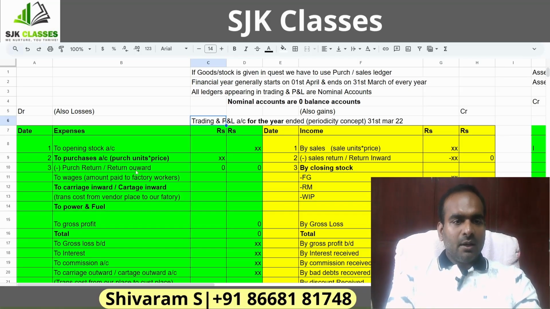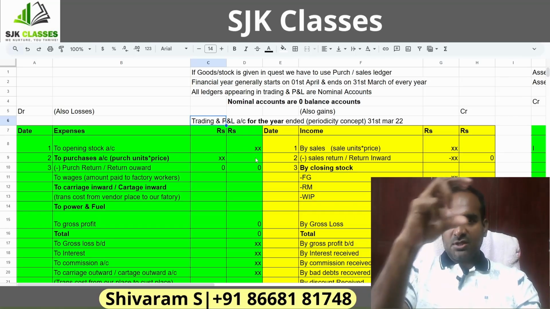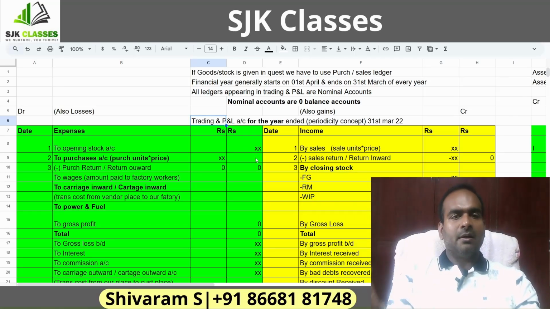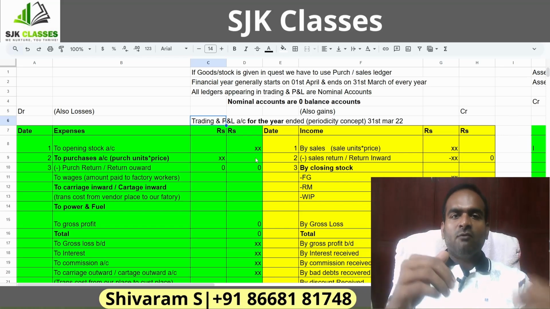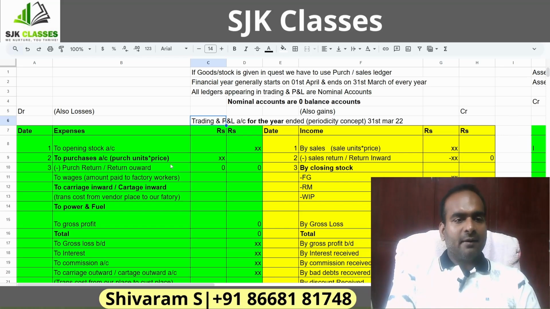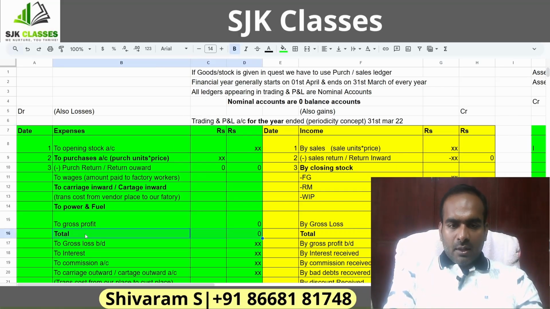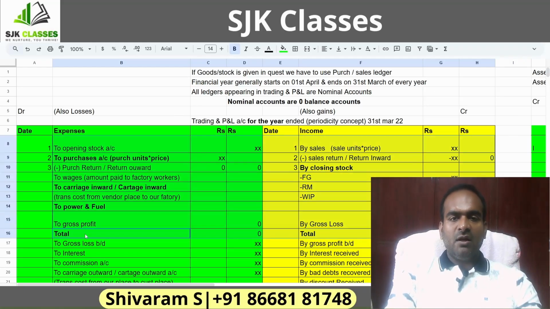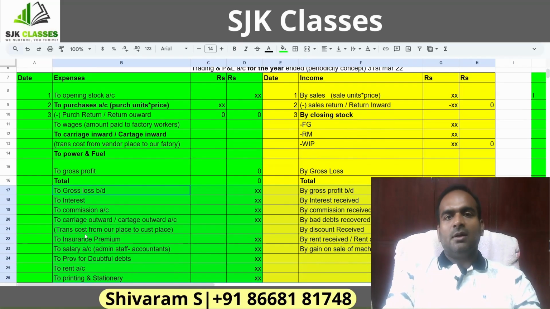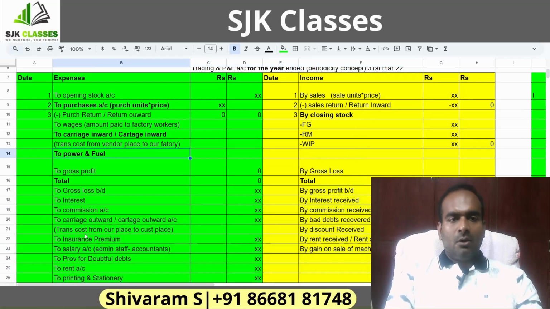Just remember that in trading P&L we have two sections. One section is trading, the other section is P&L. Right now, just remember this alone. Why we are going for all this classification, we'll see it a bit later. So the first part, we'll have a total in between. The items above this total will be called trading, and the items below the total will be called P&L. So all these classification differences we'll see later.